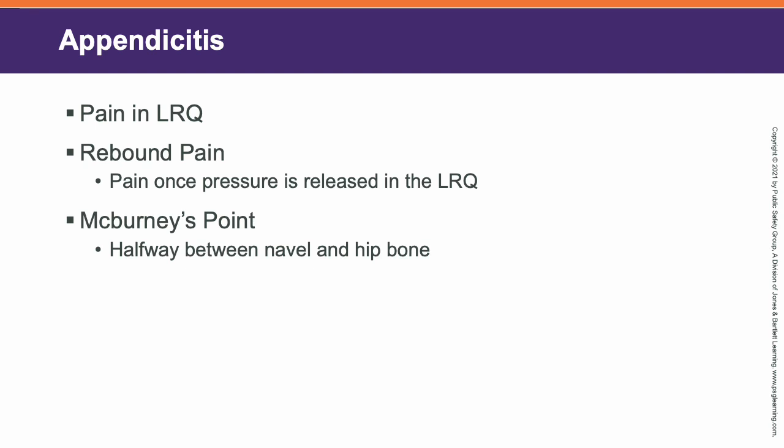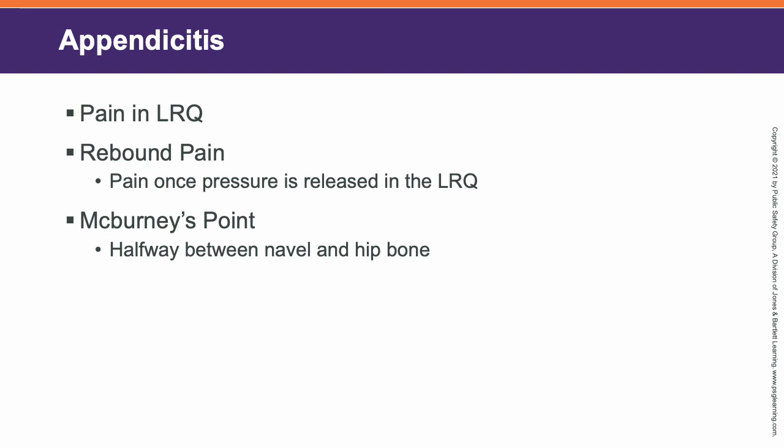So when you put pressure in the right lower quadrant or the lower right quadrant, let me say it either way. When you put the pressure on, it's actually going to feel better, but when you let go, the pain increases significantly. Okay, that's called rebound pain. That is a major sign for appendicitis.